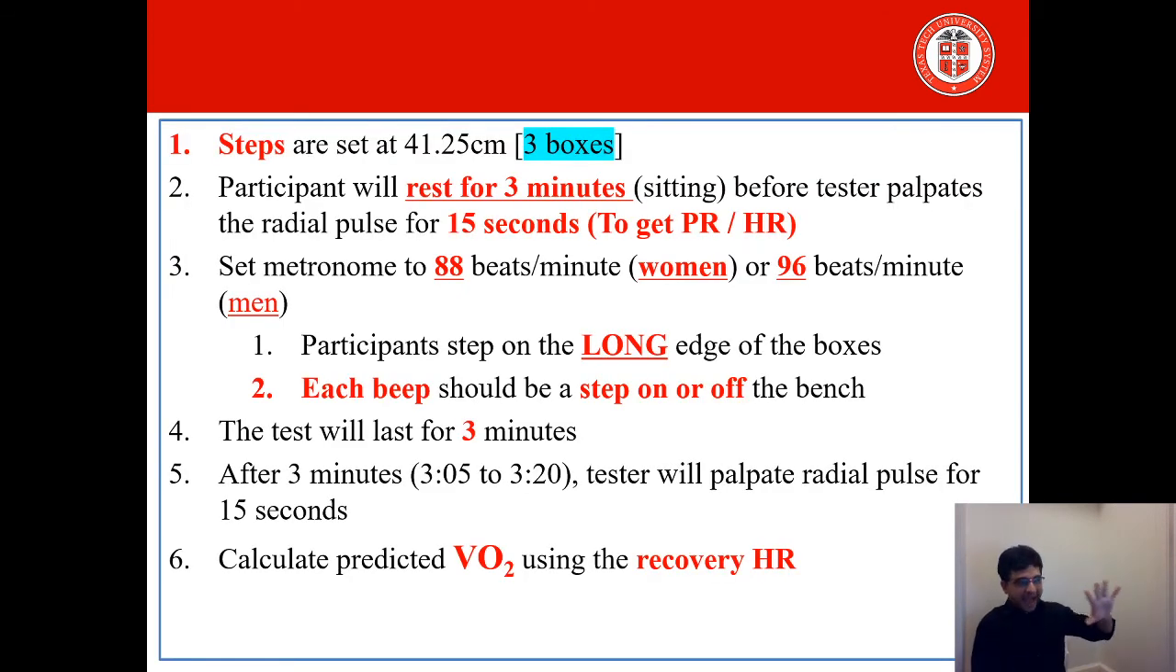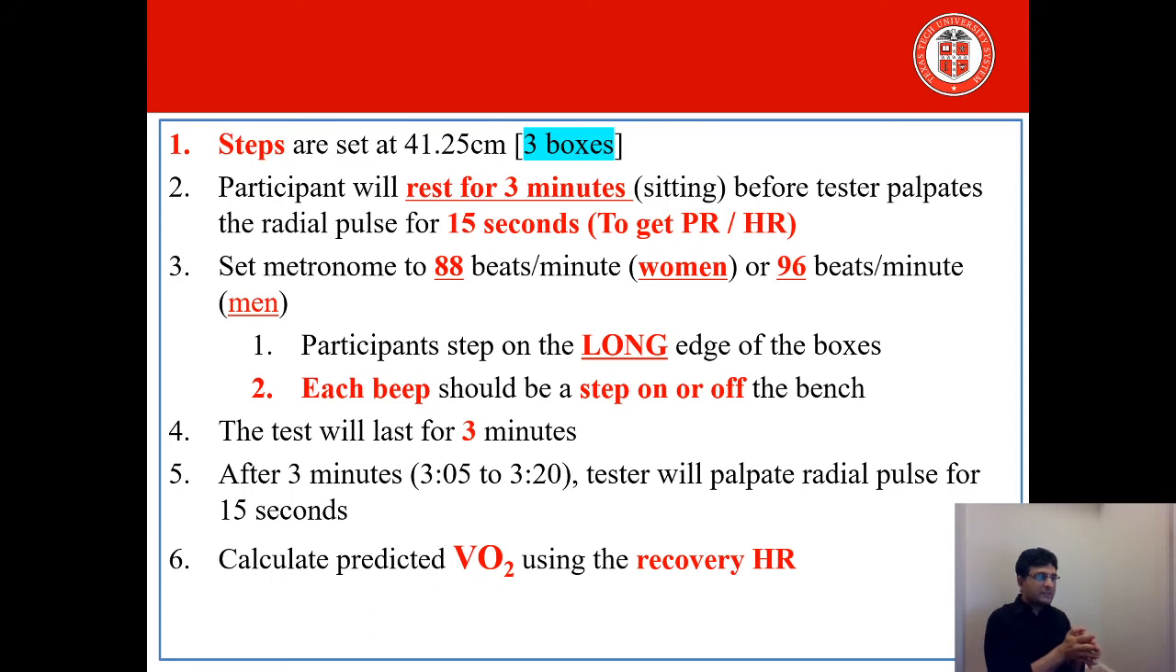So, as the name suggests, it's a step test. You are putting steps for the person to do the exercise, and here we are putting steps by putting three boxes one over another, and the total height of the three boxes combined will be 41.25 centimeters. You don't have to bother about the height, as long as you are putting three boxes of the right size one on top of another, you are good to continue with the test. The participant will rest for 3 minutes.